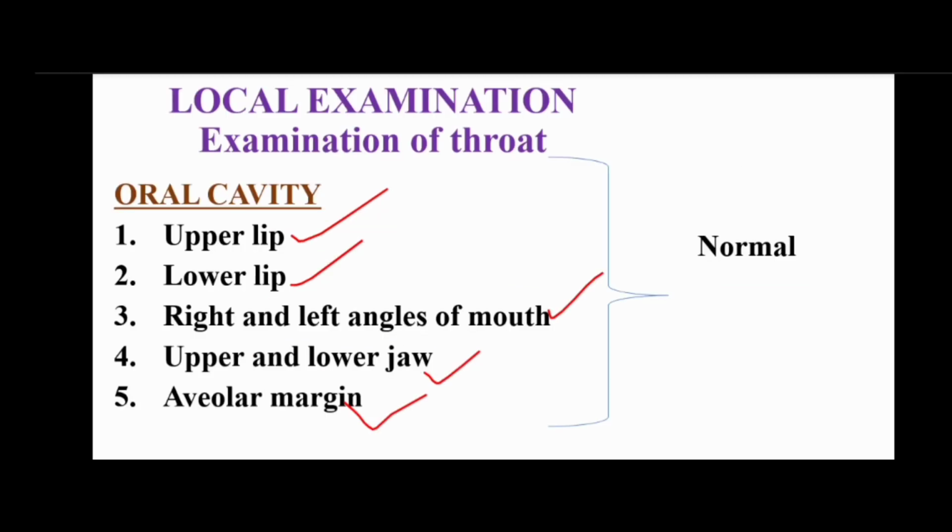And coming to local examination, we have to examine the oral cavity and oropharynx. In the oral cavity, the upper lip, lower lip, right and left angle of the mouth, upper and lower jaw, and alveolar margin are all normal in this patient. If you find any defect or deviation, you have to mention it.